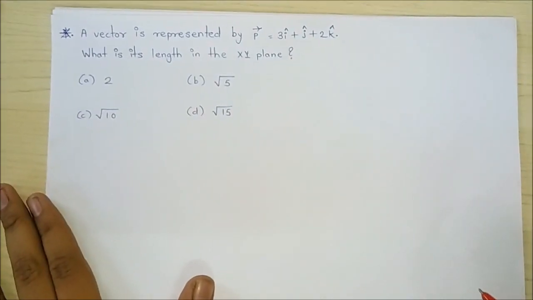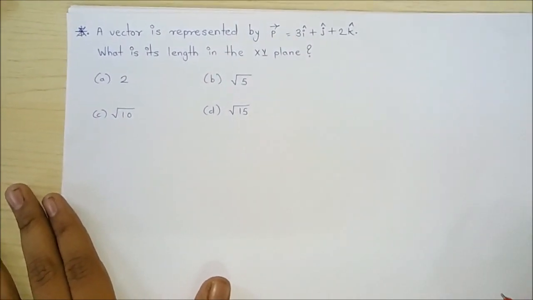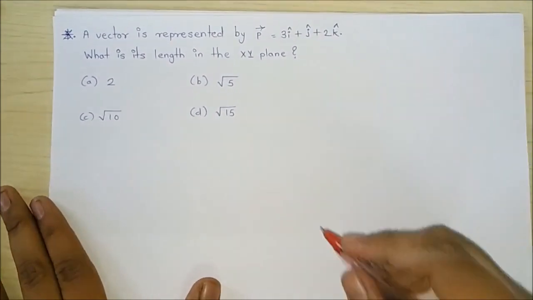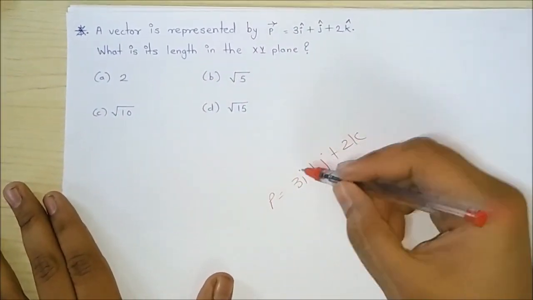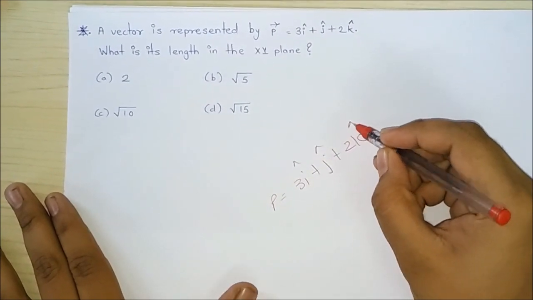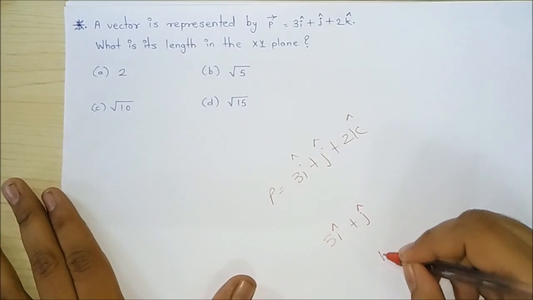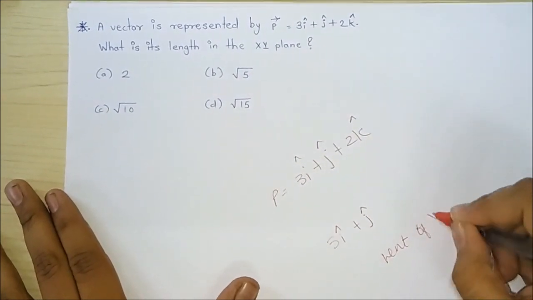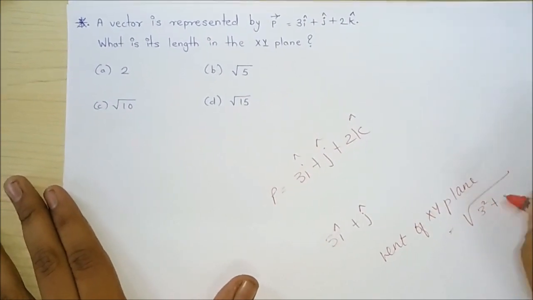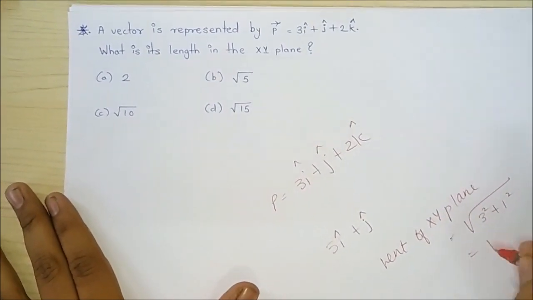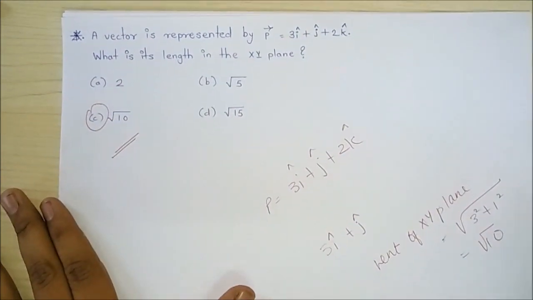A vector is represented by P equal to 3i plus j plus 2k. What is its length in the xy plane? Now to solve this question, we know P is equal to 3i plus j plus 2k. For the xy plane, we can consider only 3i plus j. Therefore, the length in the xy plane is equal to square root of 3 square plus 1 square, which is equal to square root of 10. So option C, square root of 10 is the correct answer.